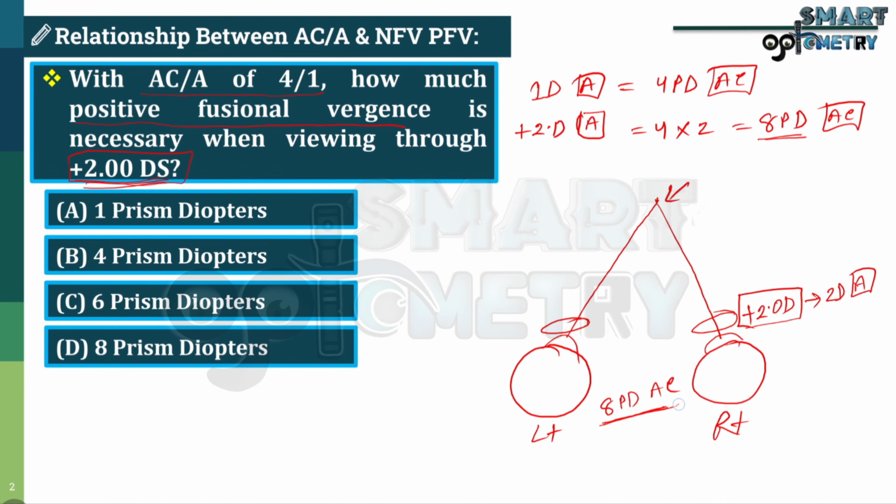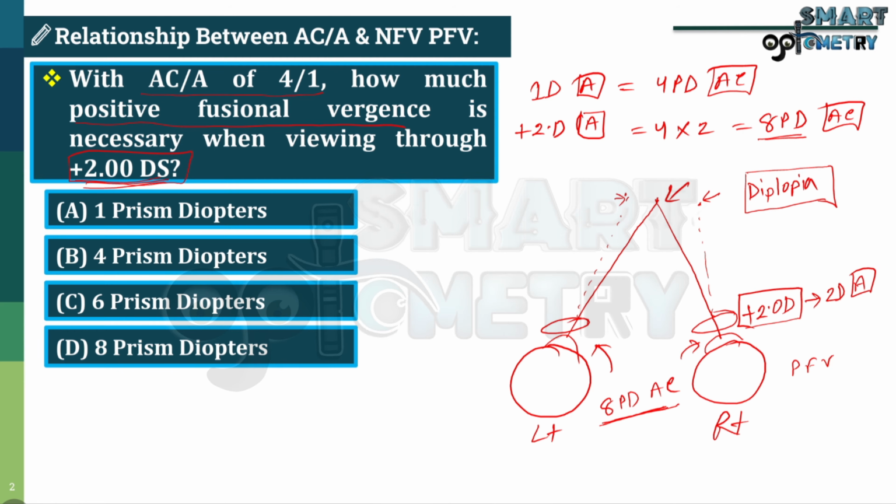When accommodative convergence is relaxed, our eyes will move outward and will be focused outward. That means the left eye will be focusing here and the right eye will be focusing here. Now if both eyes are focusing on different points, then the image will be double, or the patient will see diplopia. Our eyes won't accept a diplopic image. So what will it do? It will use positive fusional vergence to compensate for this relaxed accommodative convergence.